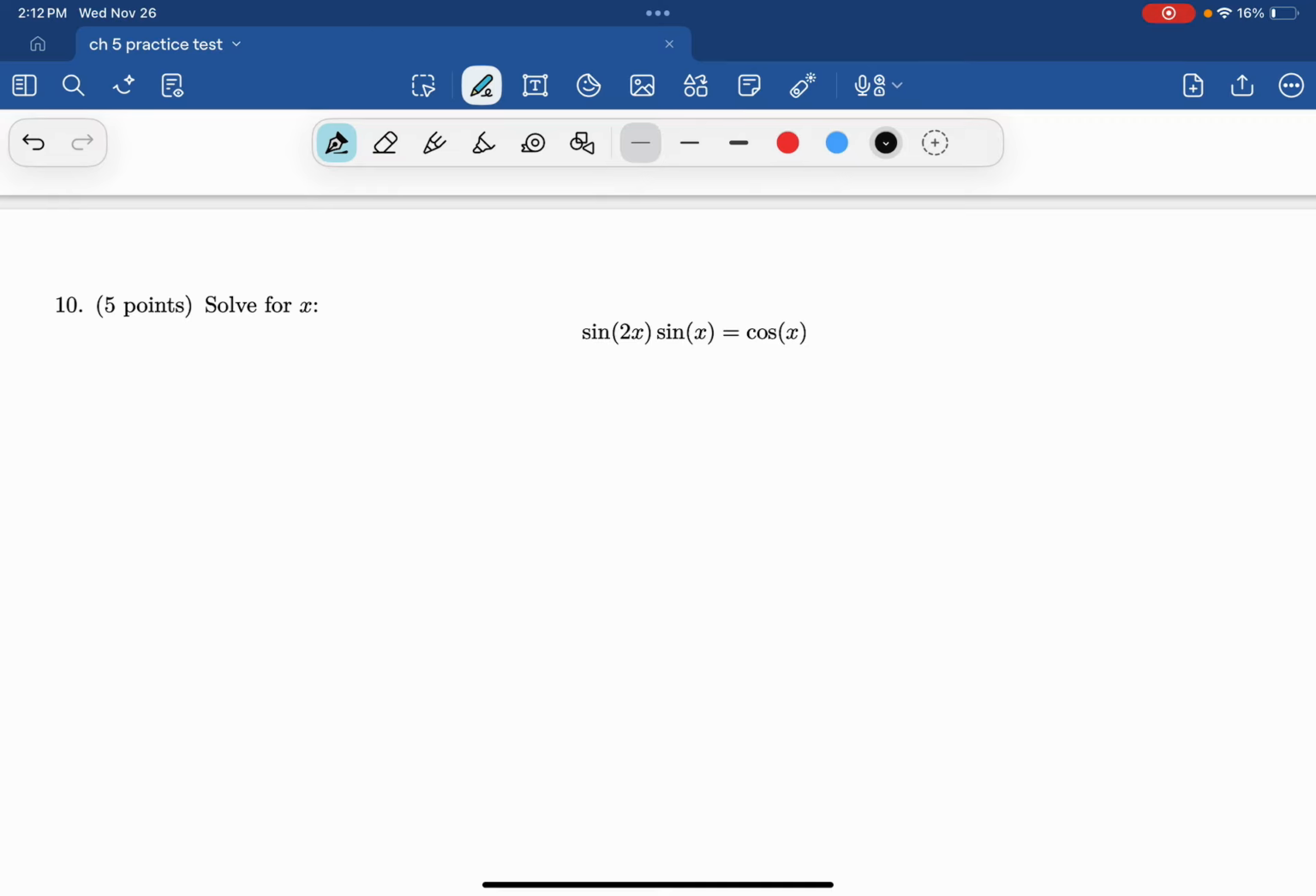Question 10, solve for x. Here we're going to use a double angle formula. So sine 2x equals 2 sine x cosine x. And so this will become 2 sine x cosine x times sine x equals cosine x. In other words, 2 sine squared x cosine x minus cosine x equals 0.